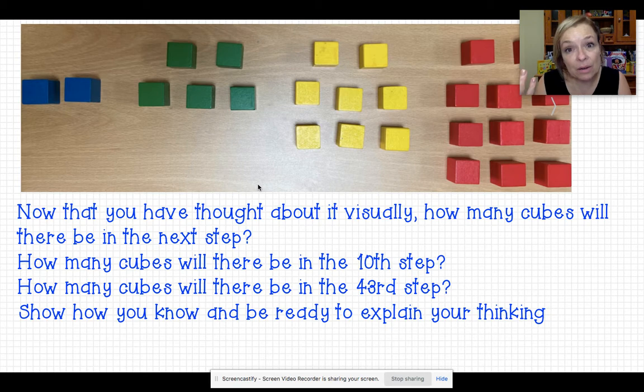So I wonder what you came up with. Did you think about the 2? And did you think about the 3? And when you thought about the relationship between the 2 and the 3, did you think about what was missing from the 2? What could we add to that 2 to make it 3?